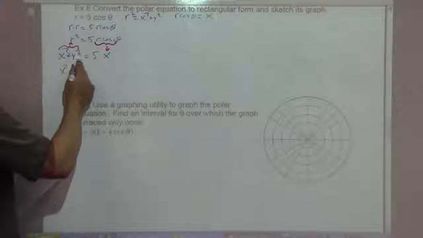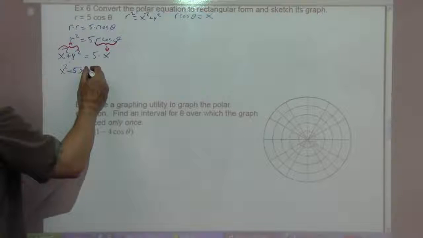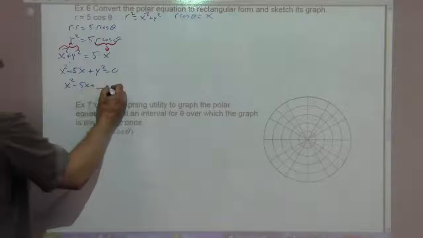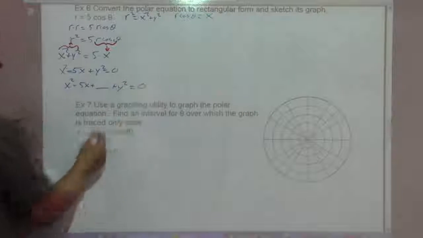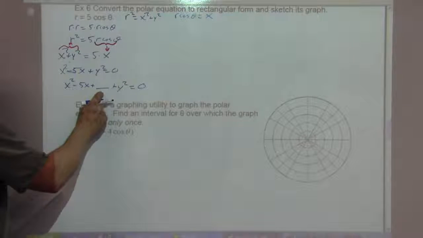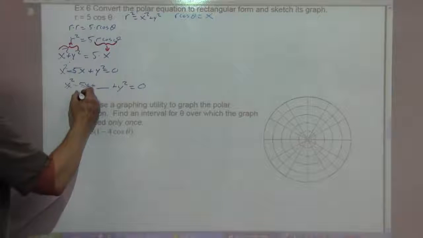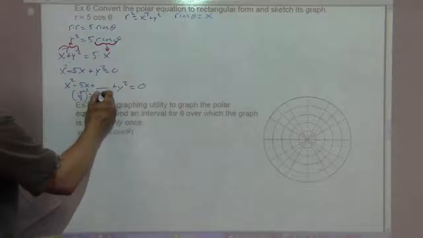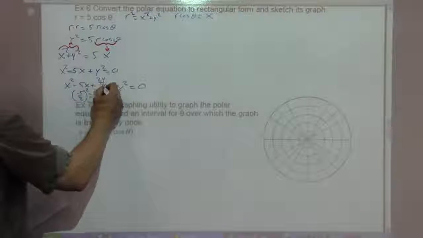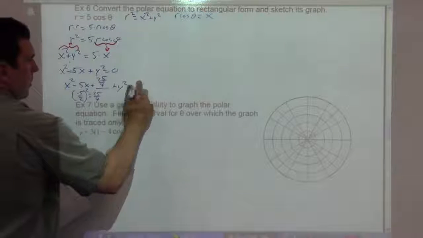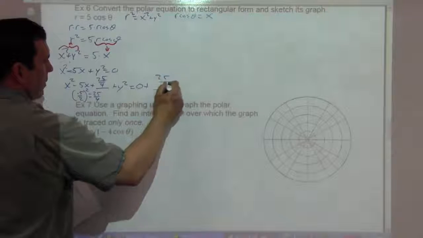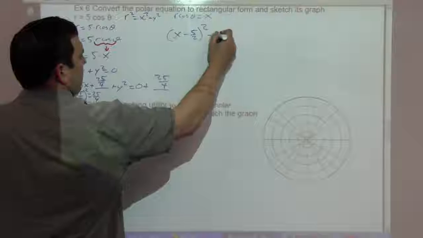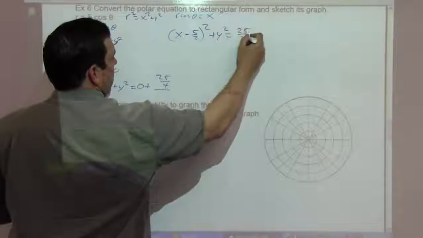So you have x squared minus 5x plus y squared equals 0. So it's x squared minus 5x plus some blank plus y squared equals 0. What's the blank going to be? Well, take half of this. We're going to complete the square. Negative 5 over 2 squared is 25/4. That's 0 plus blank, which is 25/4. So we have (x minus 5/2) squared plus y squared equals 25/4.